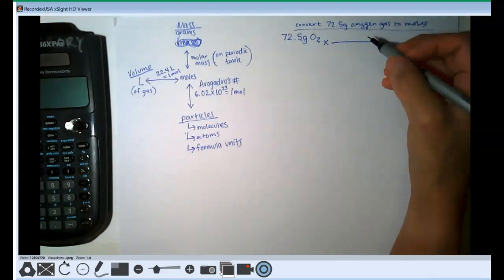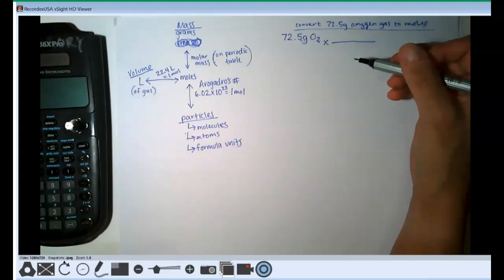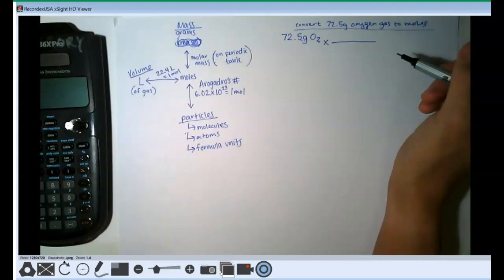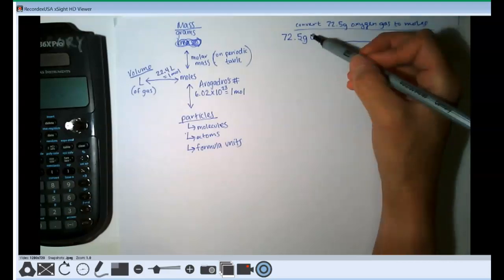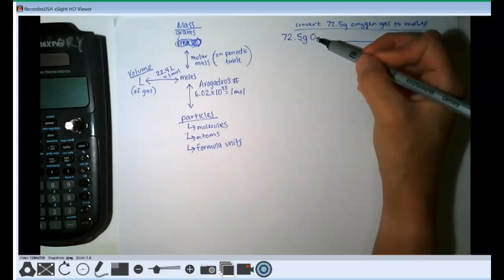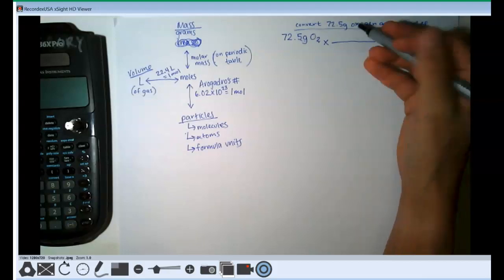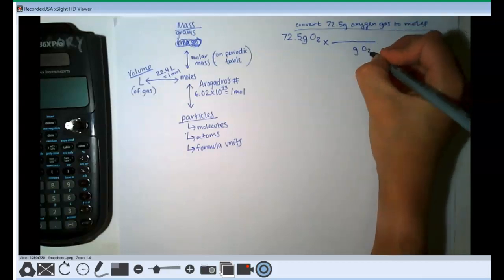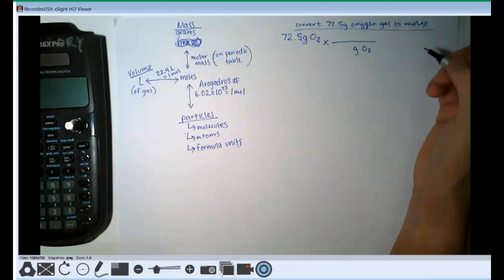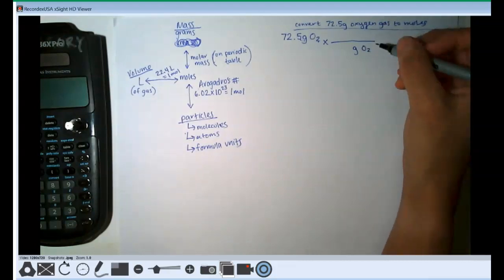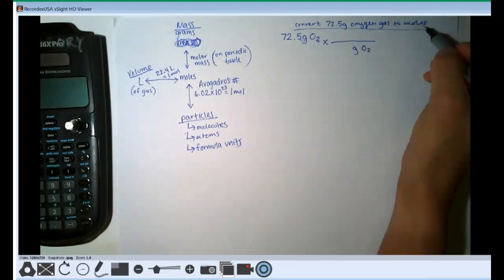The tricky part comes when you're trying to decide where to put your units and where to put your numbers. So the units are actually just like what we did with metric units. So we have grams of O2 in the numerator and we need it to cancel out. So we're going to put grams of O2 in the denominator. That way those two units will cancel out. And then we're trying to get into moles.